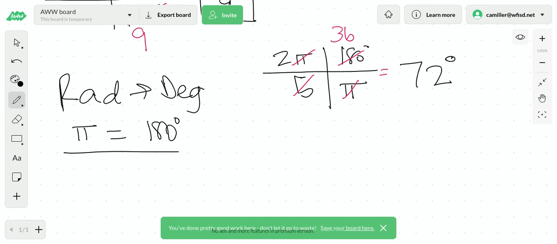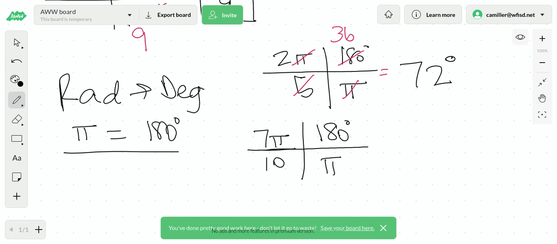Okay, so let's do another one. Let's say we had 7 pi over 10 for our radians. So I have 7 pi over 10 radians. And again, I'm going to make this fraction bar the middle bar on my conversion little T-chart here. I need pi to cancel out, so I'm going to put pi on the bottom, and pi is the same as 180. So my 180 is going to go on the top.